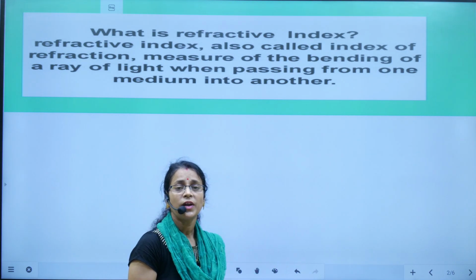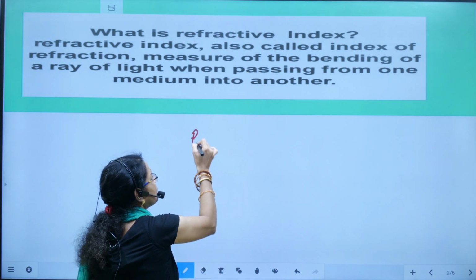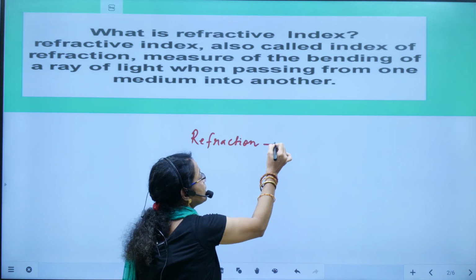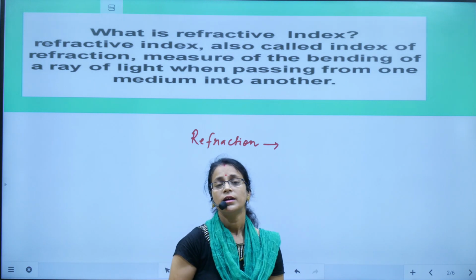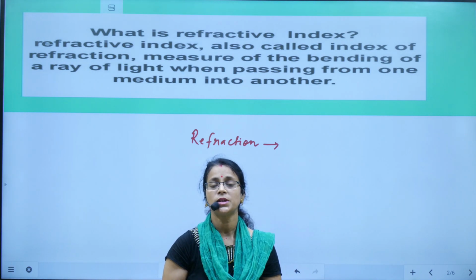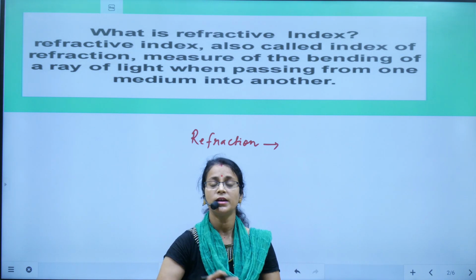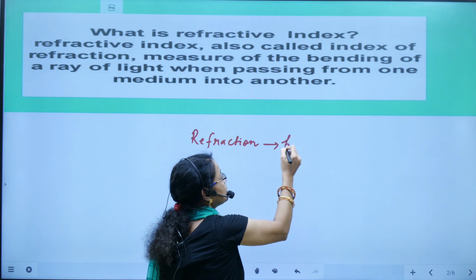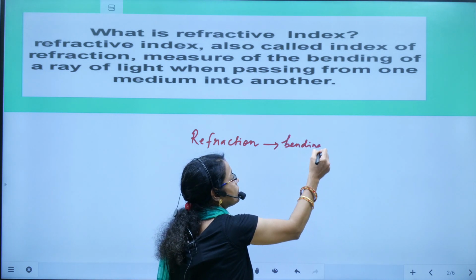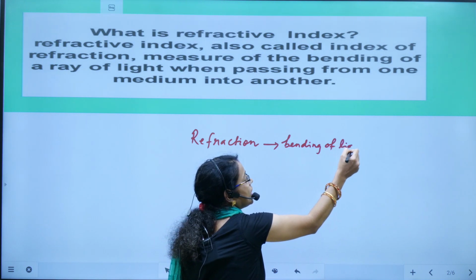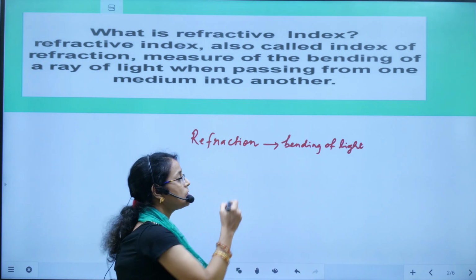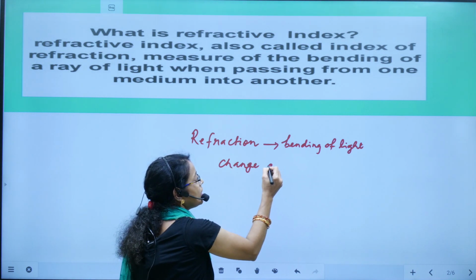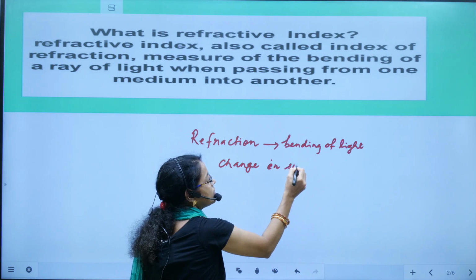First we'll see what is refraction. Refraction means the bending of light, and this bending of light occurs only in one condition, when the ray of light passes through an obstacle which has a wavelength nearly the same as the wavelength of light. The cause of the bending of light is the change in the speed of light.